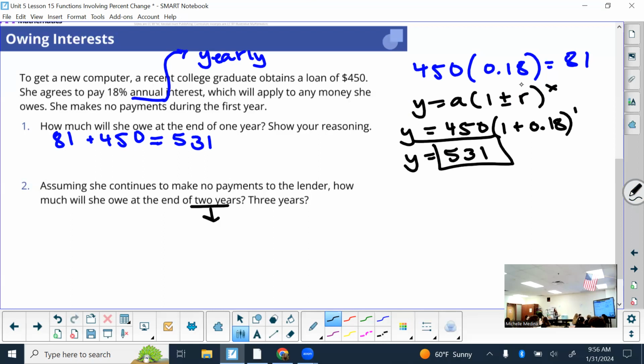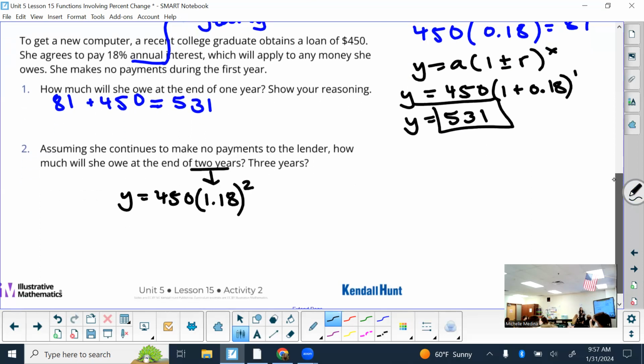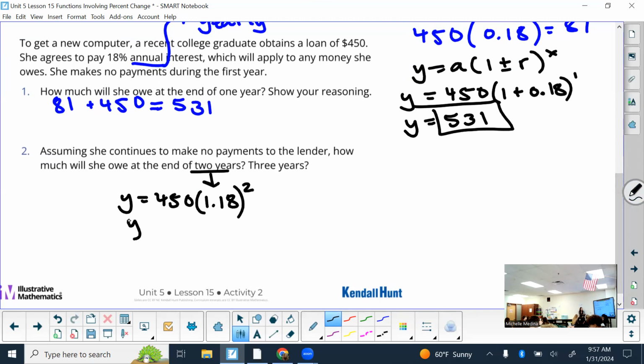Can you tell me, is there going to be a different initial amount? So the initial amount is still the same. Is the interest rate any different at all? So it's still going to be times 1.18. But since it's 2 years, we can change that exponent to a 2. That's one way to get the answer.